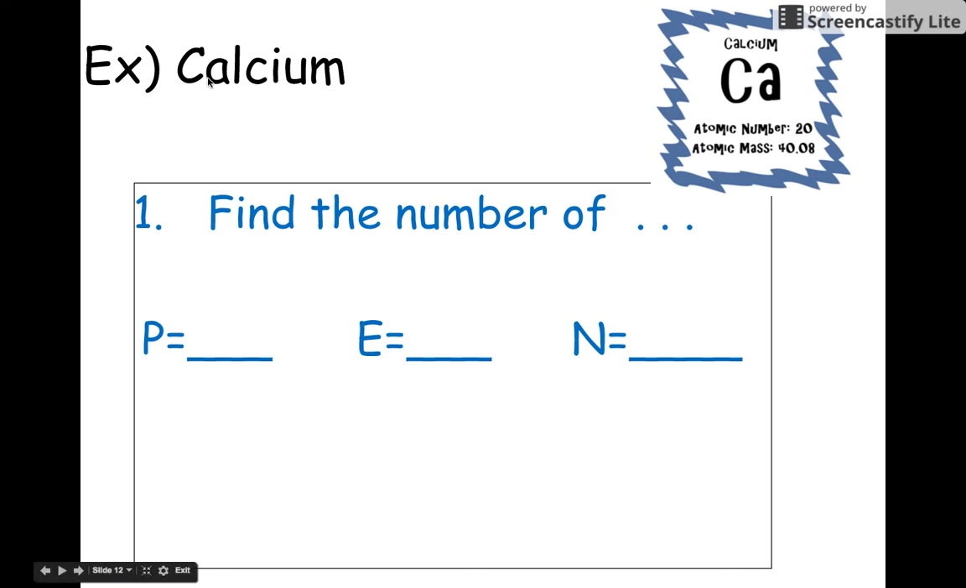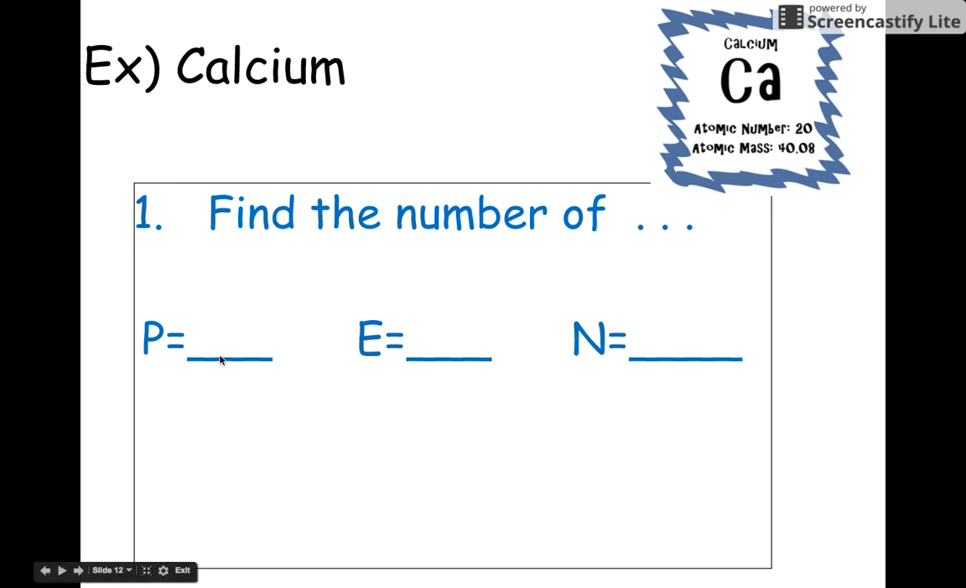Let's go ahead and practice with the element calcium. So calcium is over here. The symbol name is Ca. The atomic number is 20. The atomic mass is 40. Let's round it up to 40, okay, since it's only 0.08.